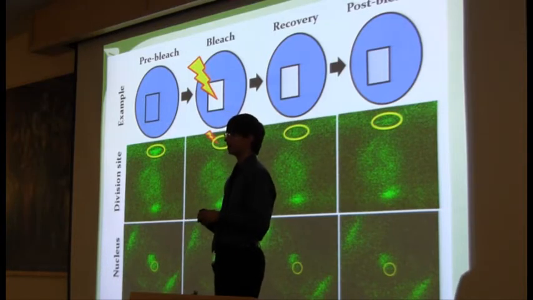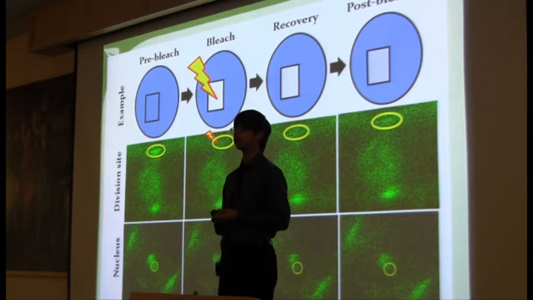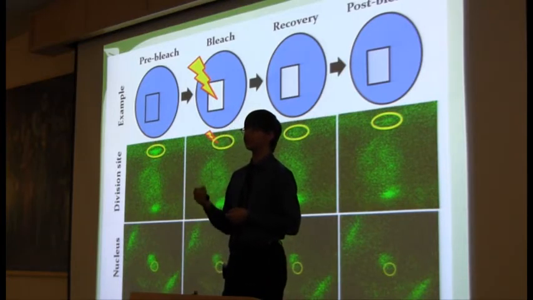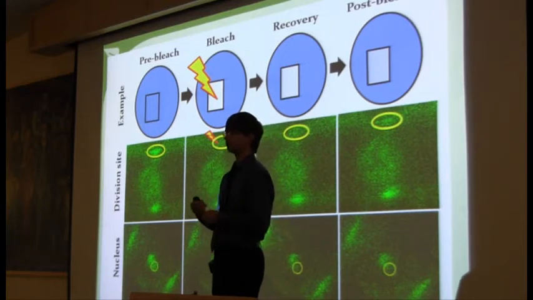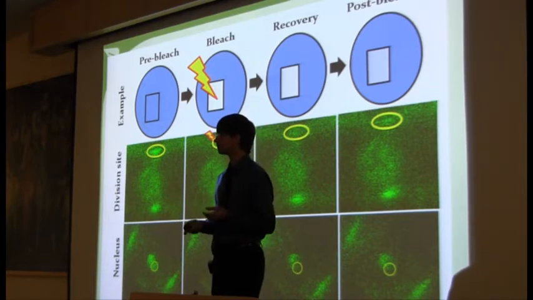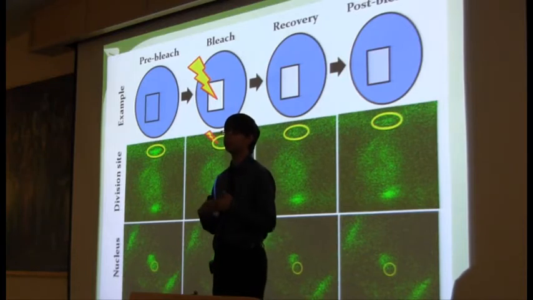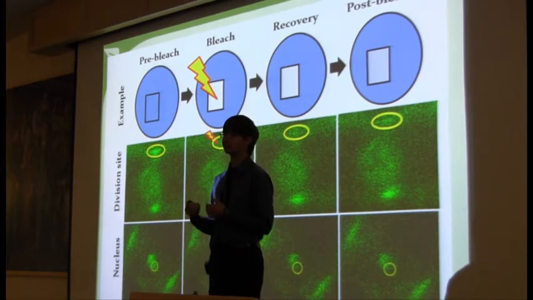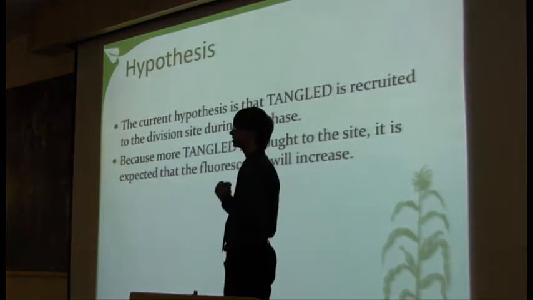For the nucleus, I did it in two different ways. I tested where I bleached the entire nucleus so that the only way that tangle could be regenerated is through nuclear import. I also bleached half of the nucleus so that could tell me how much of the protein is mobile or immobile. And I also used the SRAP experiment on the division site to test the prior hypothesis if tangle is brought to the division site during the telophase.